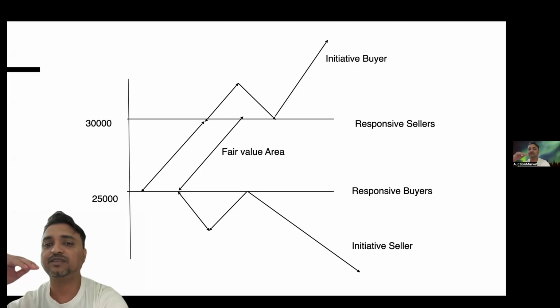The price will be moving between support and resistance. Once that particular area breaks, then you can see aggressive buyers or aggressive sellers coming into the picture. Those aggressive buyers and aggressive sellers are the fresh aggressive buyers and fresh aggressive sellers, what we call initiative buyers and initiative sellers.